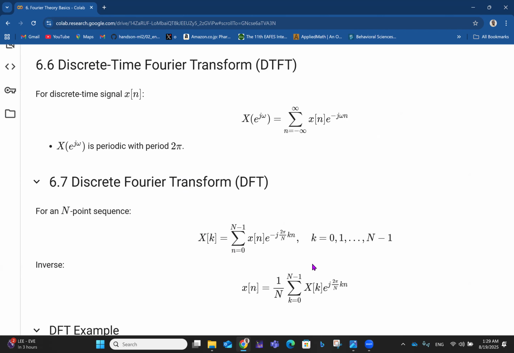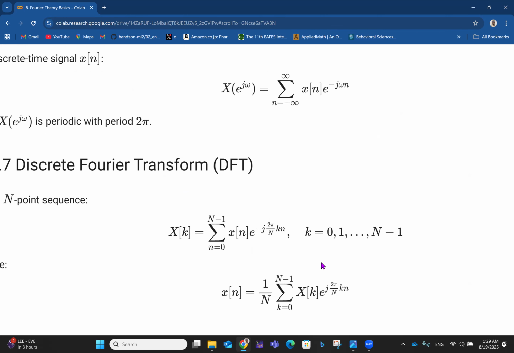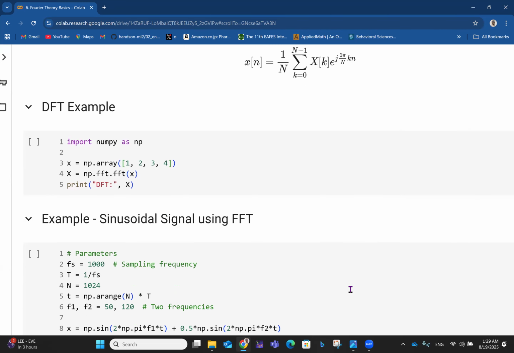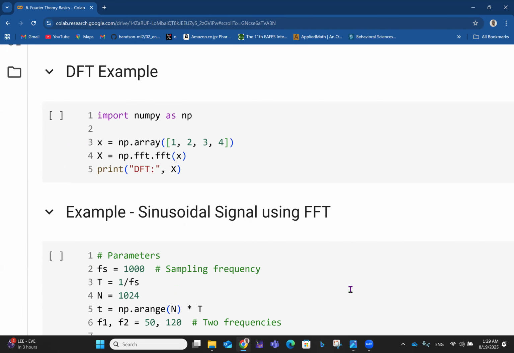And then the inverse is simply x of n. The inverse is x of n equals 1 over N, summation from k equals 0 to N minus 1, X of k e raised to the power j 2 pi over N, kn, like that. How you know it's the inverse is that you see this minus here, it just comes in and becomes plus, because we're dealing with discrete stuff. So we can have a very simple DFT example.